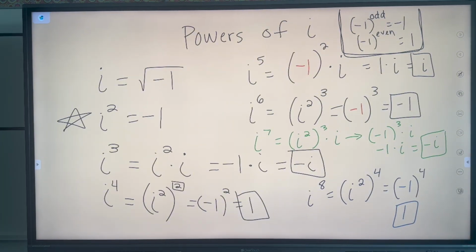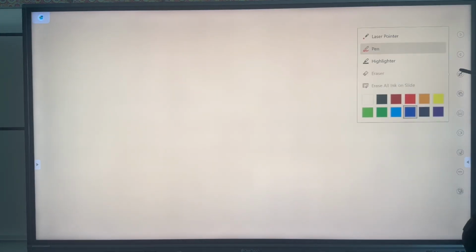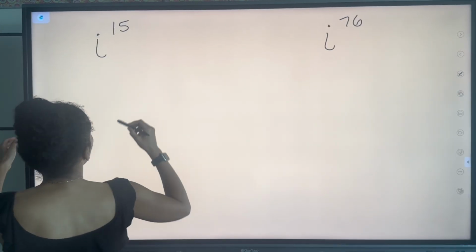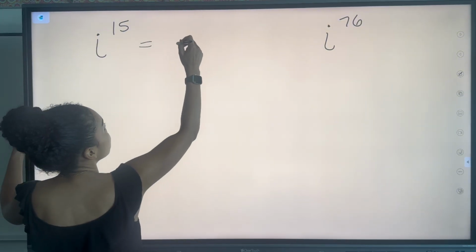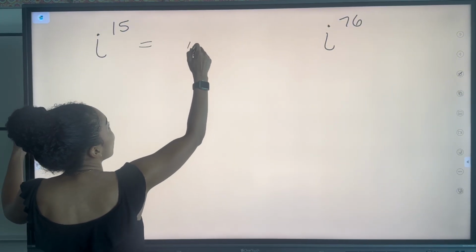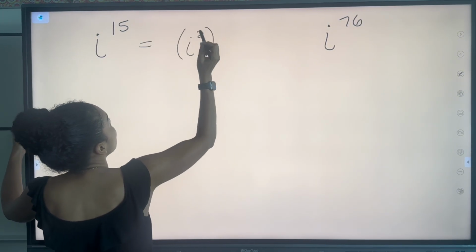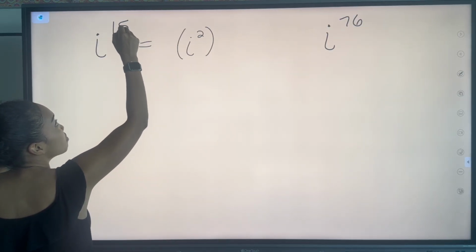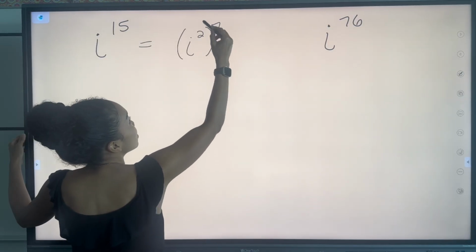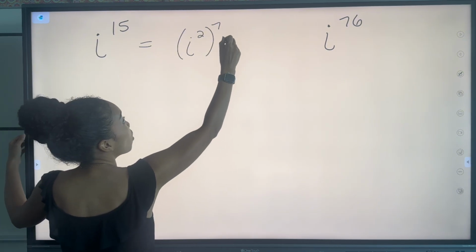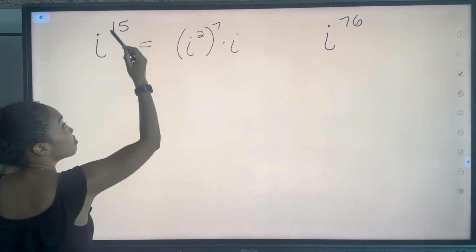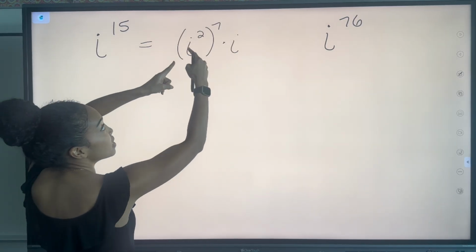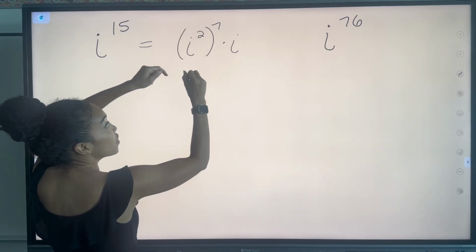So we're going to amp it up a bit. Let's try this one. Always start with what? i squared. So what will we multiply this 2 by to get close to 15? 7. That's 14. I need one more i to make it 15. You're going to replace i squared with a -1.